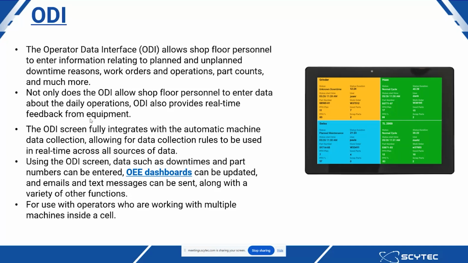It's kind of like a dashboard for operators working inside of a cell, where you can see things like the logged in user, the work order that they are currently working on, as well as the part numbers, their parts per hour plan, and the amount of good and scrap part counts that they have produced, as well as the status duration for whatever the machine is currently in. That grinder is currently in an unknown downtime, and the Haas machine has been cutting for about 45 minutes.